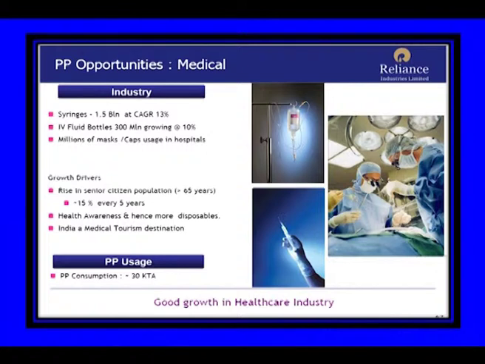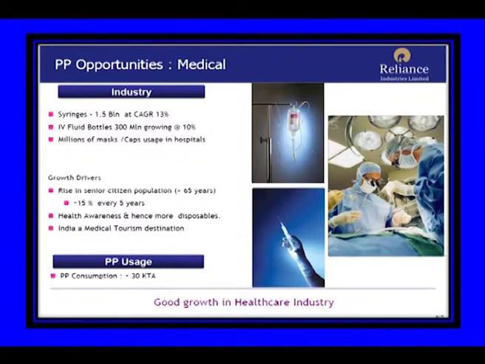Growth drivers are the rise in the senior citizen population, health awareness, and hence more disposable income. India is also a medical tourism destination. Polypropylene use is 30 kilotons per annum. So good growth in the healthcare industry, and these are some of the applications.